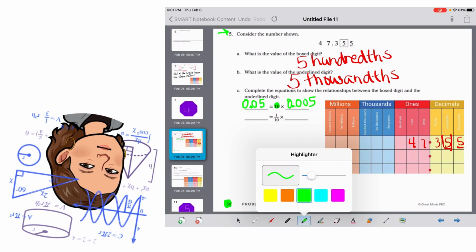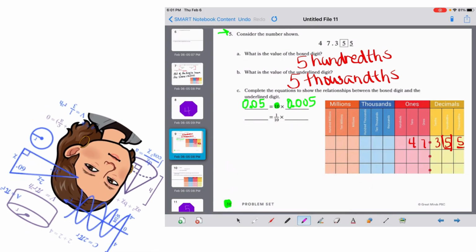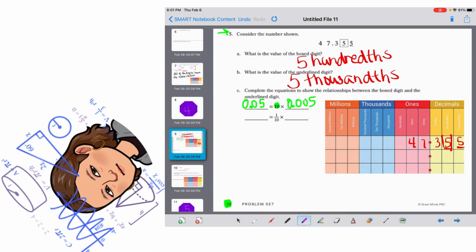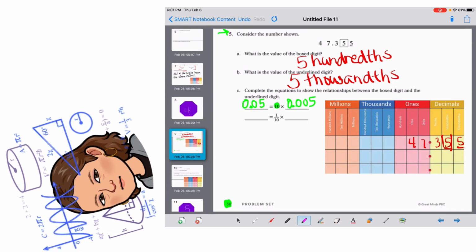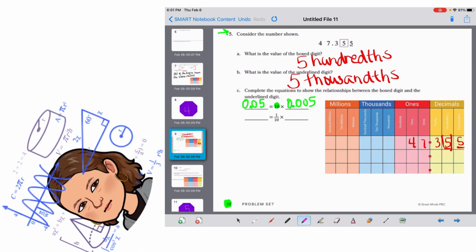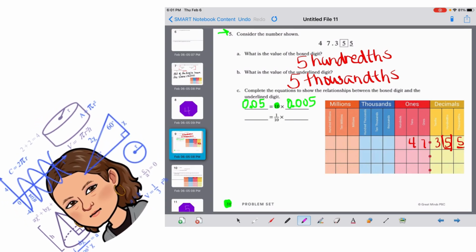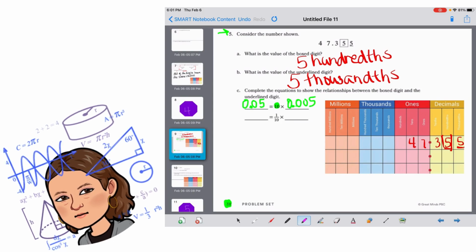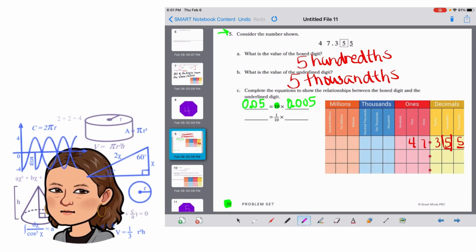Then when I go look at the next one, I'm multiplying by 1/10, which is a fraction. When I multiply by a fraction, that is the same thing as dividing by a whole number. Multiplying by 1/10 is the same thing as dividing by 10. I am getting smaller. I'm saying 1/10 of that.